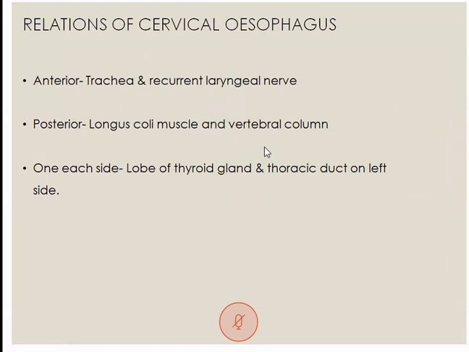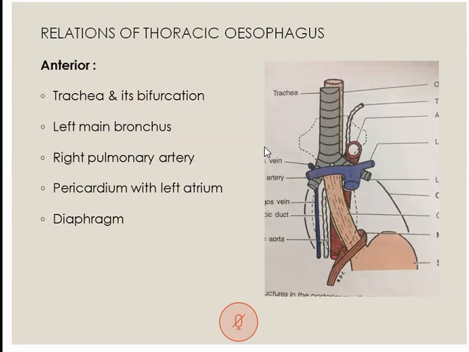The relations of the cervical oesophagus: anteriorly it presents two structures, mainly the trachea and the recurrent laryngeal nerve. Posteriorly, the longus colli muscle and vertebral column. Actually, it is present in between the trachea and vertebra. On each side, first is the lobe of the thyroid, and the thoracic duct on the left side. This is the relations of the cervical oesophagus. Remember that.